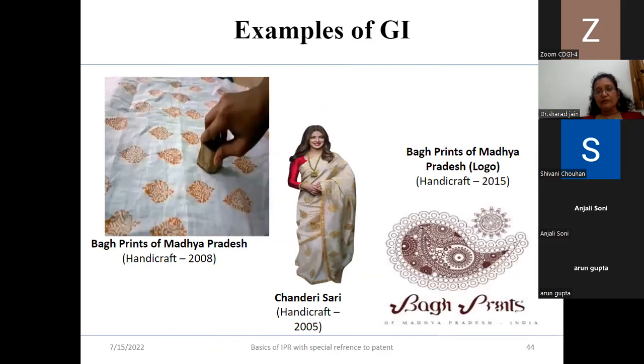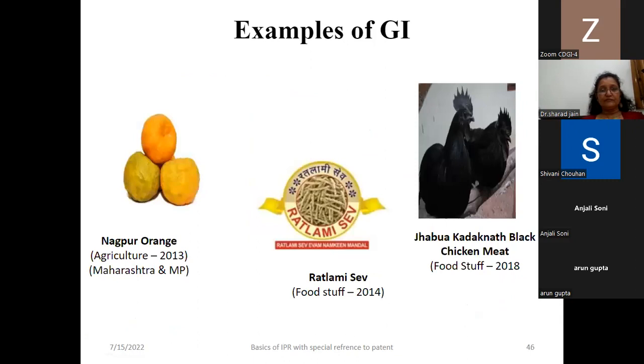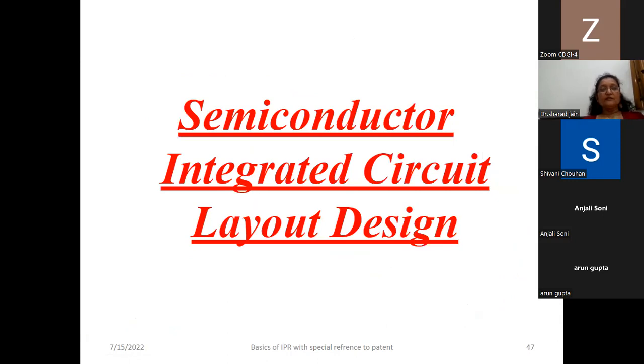Dabu print sari of Madhya Pradesh, Chanderi sari, Maheshwari sari of Maheshwar. So these are the examples. Jhabua Kadaknath chicken meat, Ratlami sev, Nagpuri orange. Then semiconductor integrated circuit layout is also one of the examples of IPR.